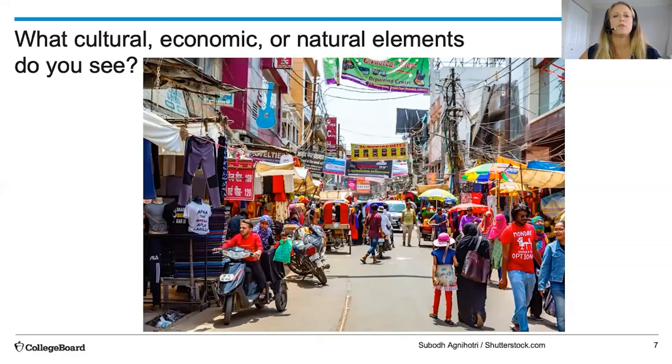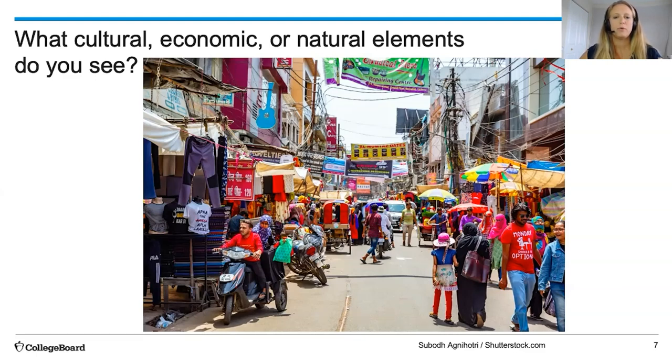So for example, in this photo, I want you to see if you see any cultural, natural, economic, any elements you see in this photo. So remember, you can pause it. But if it was me doing this analysis, I would mention that I see a lot of people taking up the street. I don't really see any cars. There might be one in the back. But for the most part, it's taken up by people. And this is clearly a market. So there's some kind of economic system going on here.